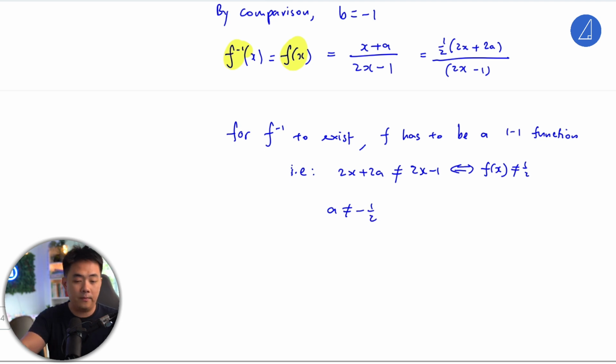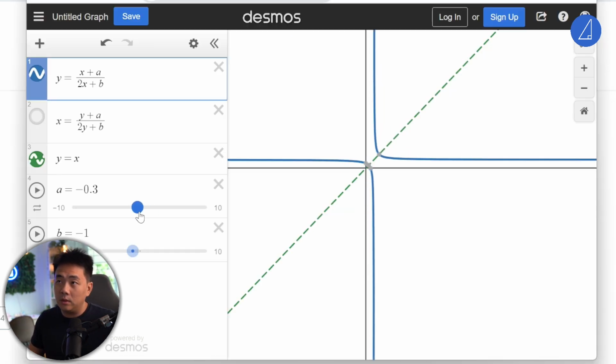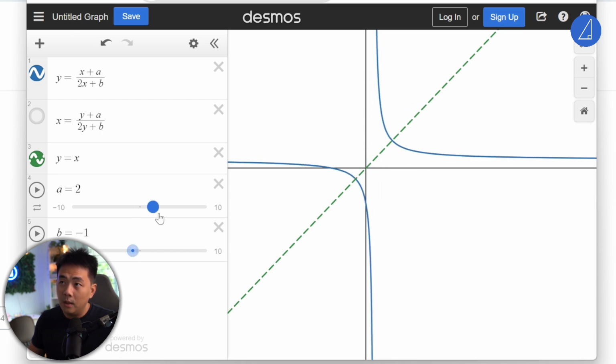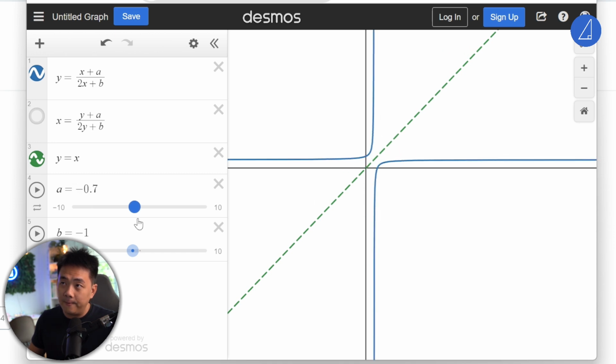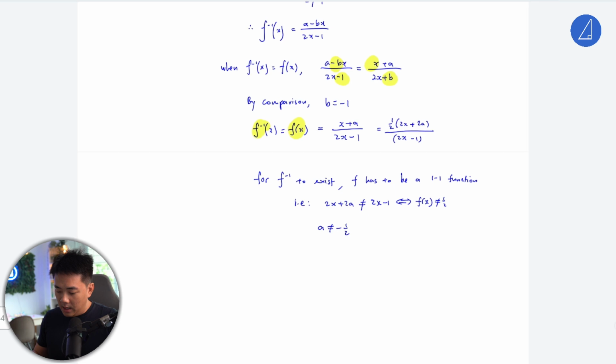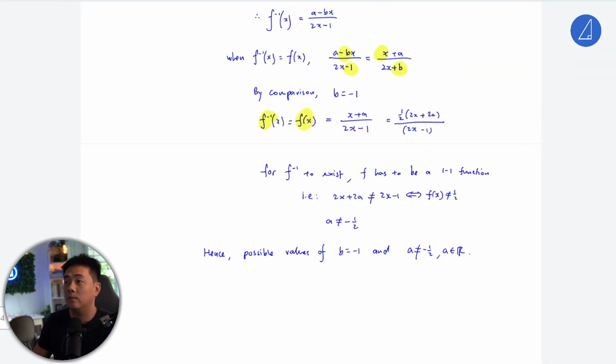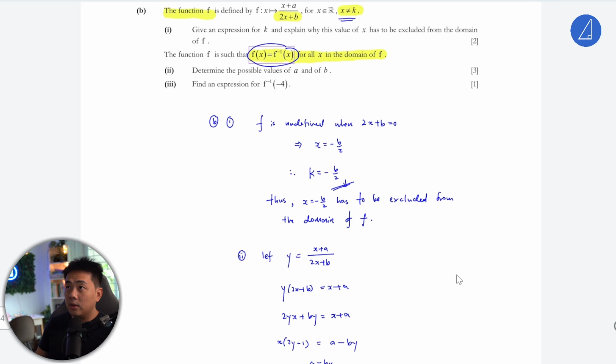Okay, that's that. So this is a graph here. They will overlap each other when b is -1, as you can see here. But when a equals minus half, it will just not be a 1-1 function for f(x). Okay, so that's the idea there. So there you go. Okay, that's it. a is not equal to minus half, a real value. That's the idea there. Okay, let's look at part 3.